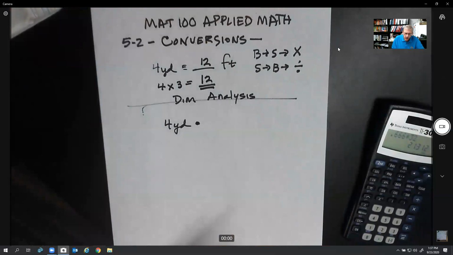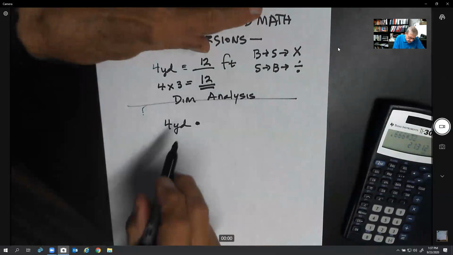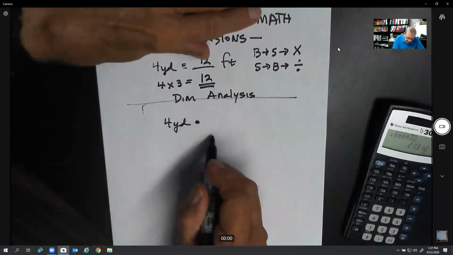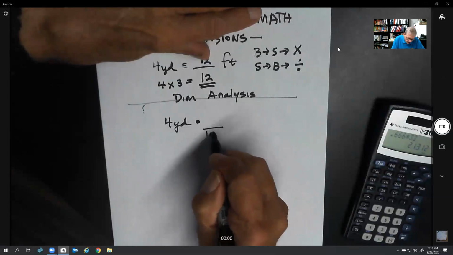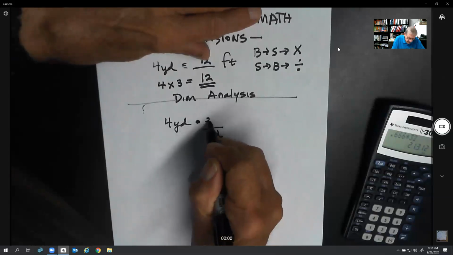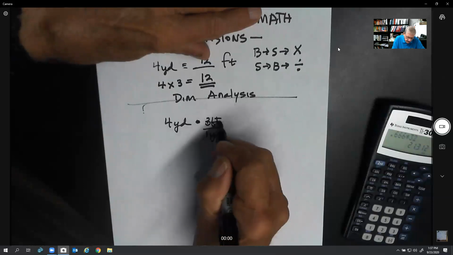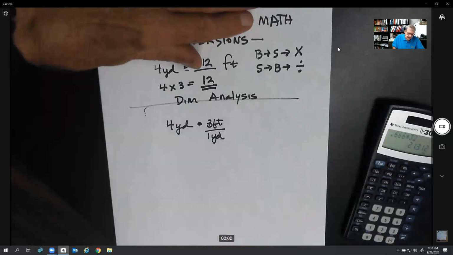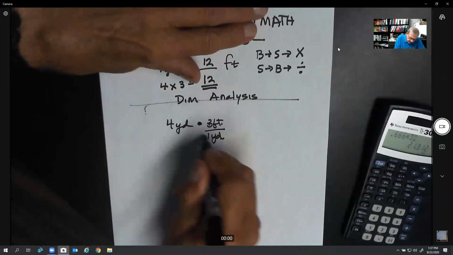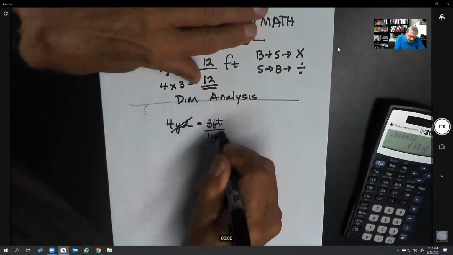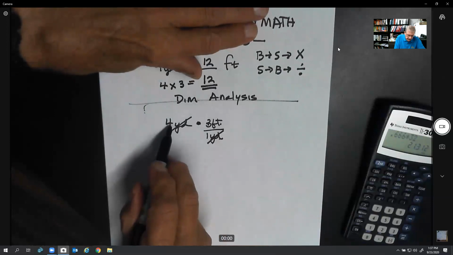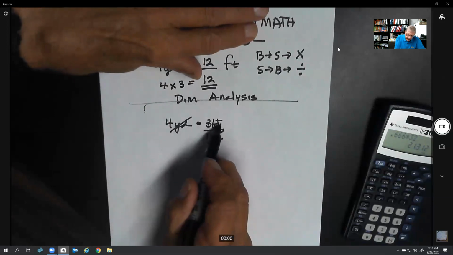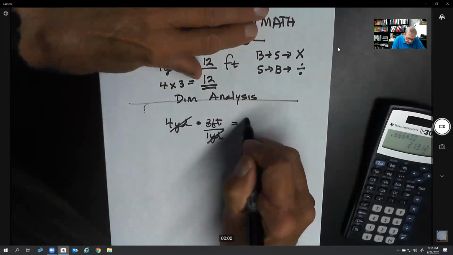And what do we know? 1 yard is 3 feet. So I'm going to put the yards diagonal to the yards, on the bottom: 1 yard, 3 feet. That way, looking diagonally, the yards cancel out the yards, and what's left? 3 feet. And it tells us it's going to be 12 feet.